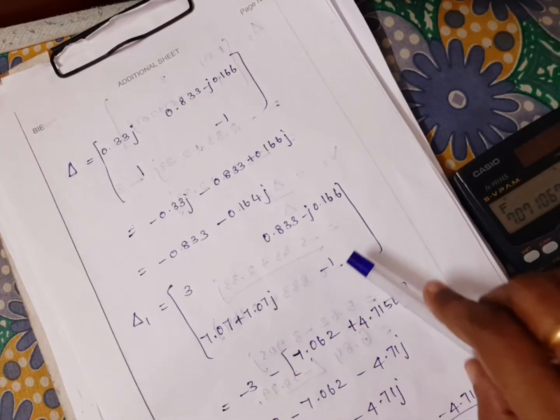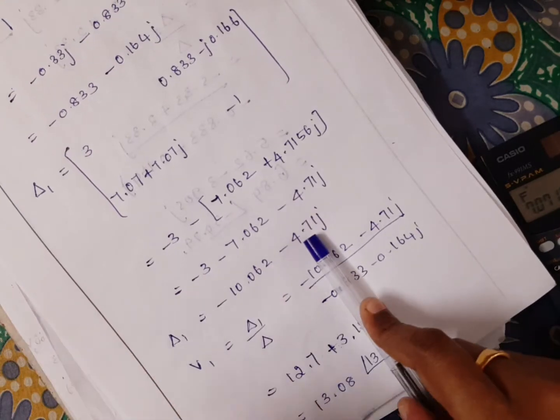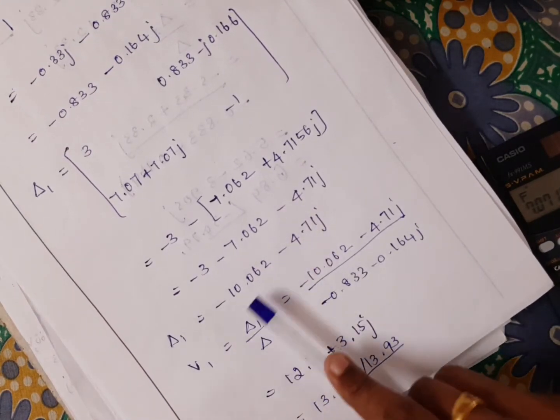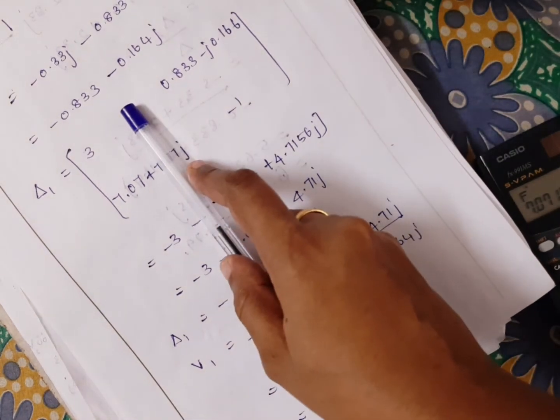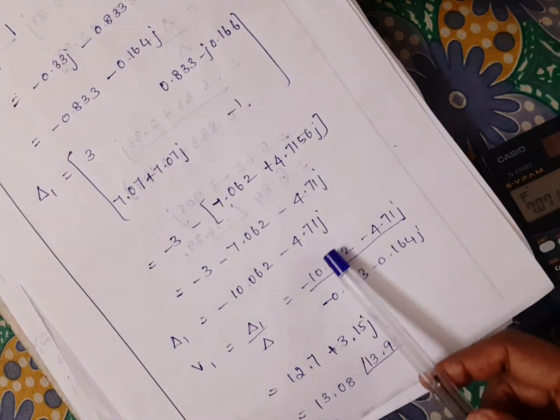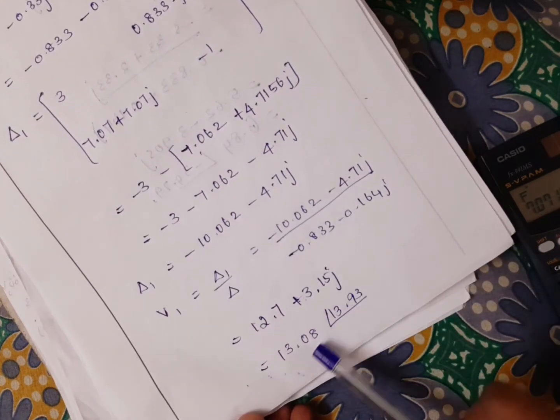Okay, so substitute the value after cross multiply, we got this value. Okay, we got this answer. So what is V1? V1 is del 1 by del. So del we got, del 1 we got, and del value is this one. Okay, so we got the answer as 12.7 plus 3.15j.